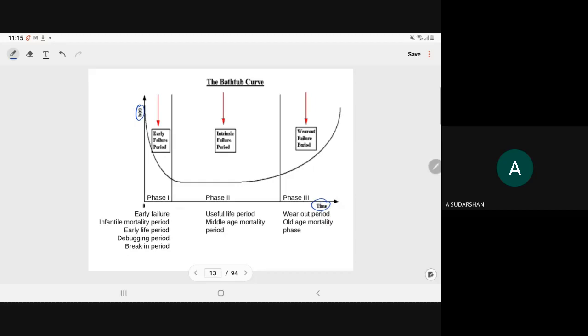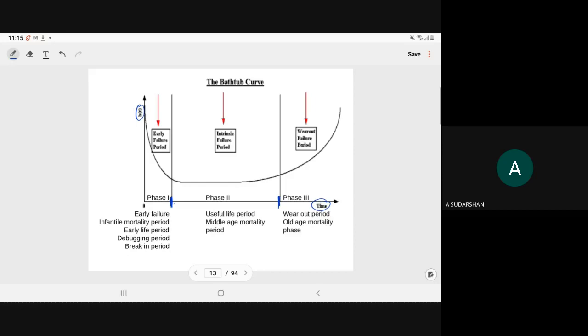Up to here, we have phase one. From here to here, we have phase two, and after that we have phase three. The first phase is known as the early failure period, the middle as the intermediate failure period, and the last phase is known as the wear-out period or the old age mortality phase.